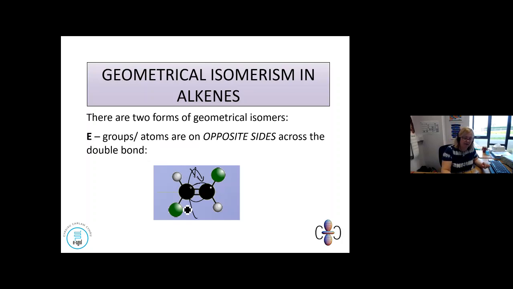What that means is that if I now choose to put the functionality on the left-hand side at the bottom, and on the other side of the double bond, I choose to put the similar functionality at the top, then they're opposite to each other. So they're on the opposite sides across the double bond. That represents an E isomer. Now, E isn't easy, which drives my Year 12s mad, but that's the reality of it.